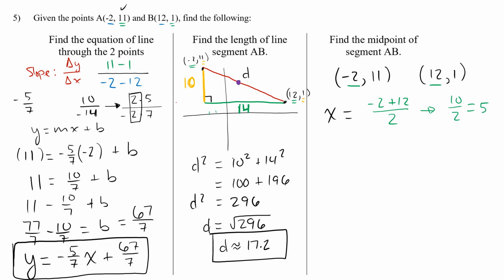And the other thing I can identify here is what is my y coordinate. So we'll do the same thing. We're going to find the average of my y's. So when I add 11 plus 1, that's giving me 12. I'll divide that by 2, so I have 12 over 2, which is the number 6. So we've got a location here. Our midpoint is located where x is 5 and y is 6.